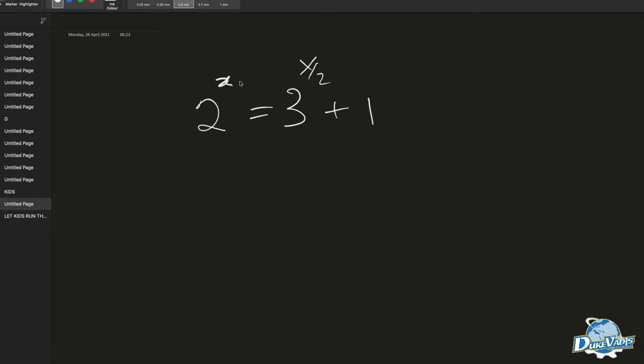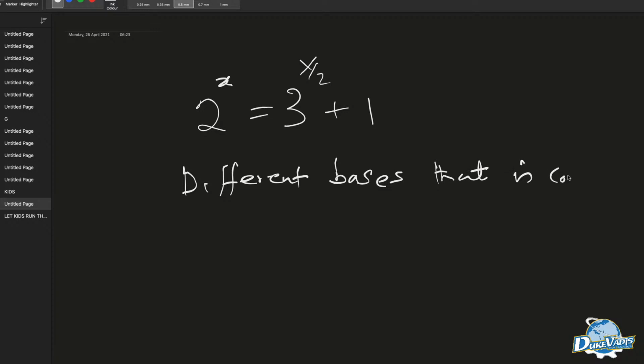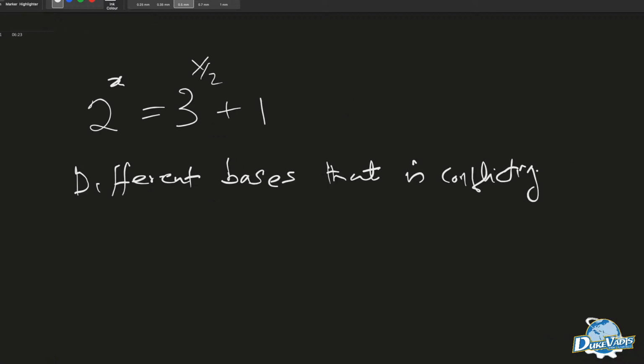So different bases. That is conflicting. Okay, so what do we do? Let's have a look at it. Let's divide both sides by 2 raised to the power x.